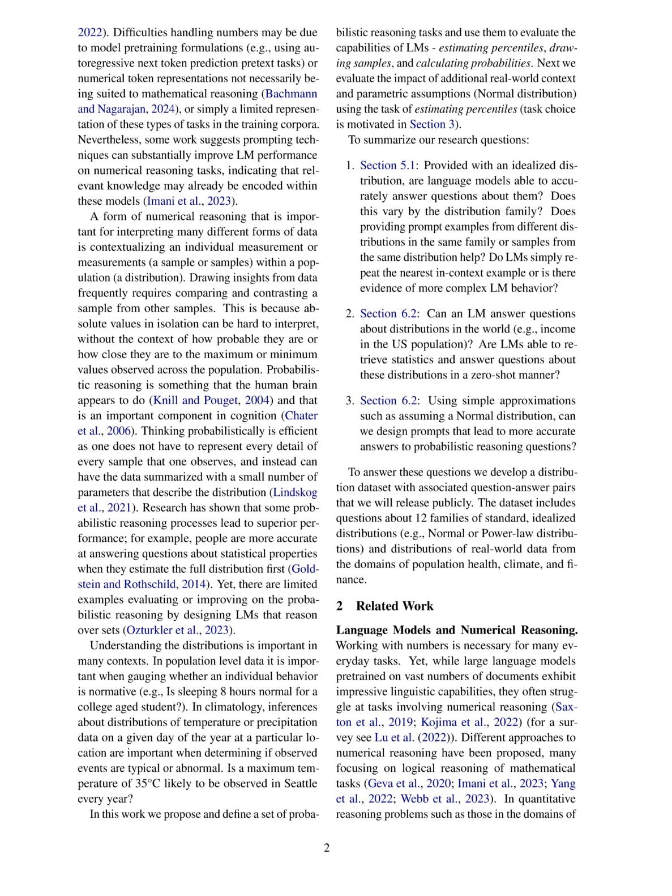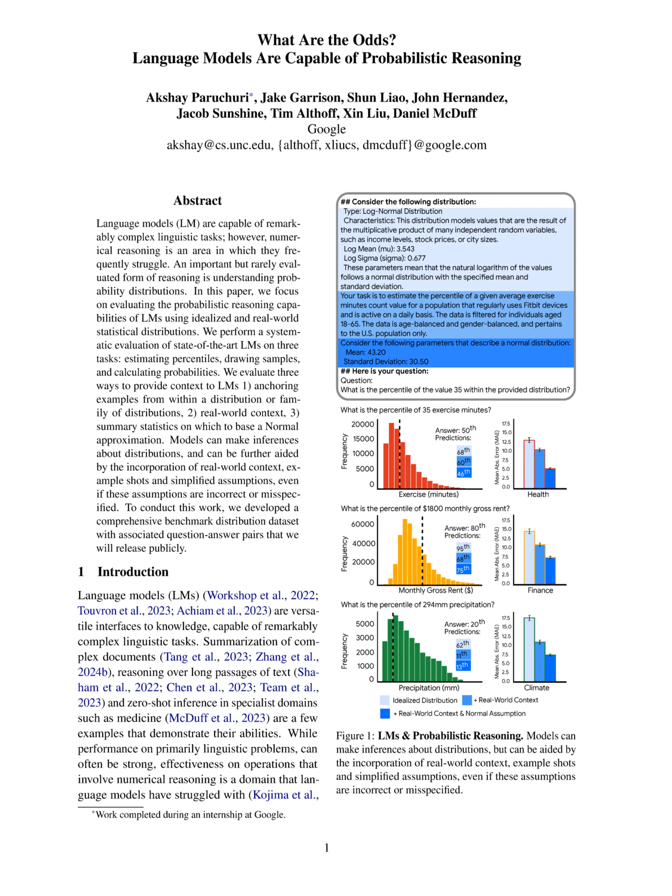5. Performance variability. The study highlights that the performance of language models can vary significantly across different tasks, distributions, and contexts. This variability could make it challenging to consistently rely on these models for accurate probabilistic reasoning in all scenarios.